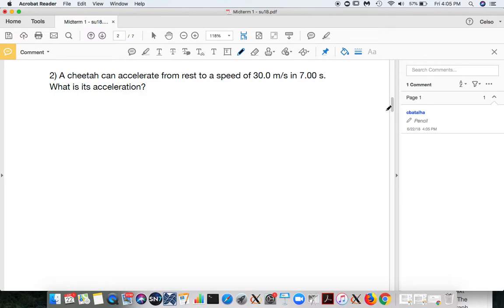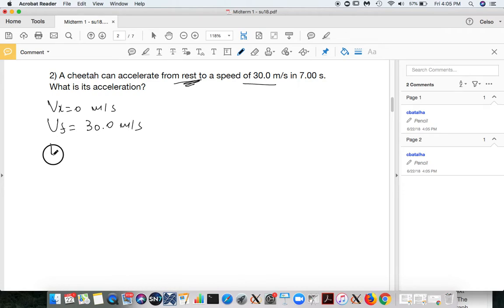A cheetah can accelerate from rest, so from rest, initial velocity 0 meters per second, to a speed of 30 meters per second. That's our final velocity, 30 meters per second, in a time that is 7 seconds. What is the acceleration? So solve for acceleration.